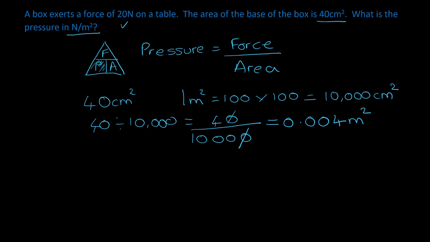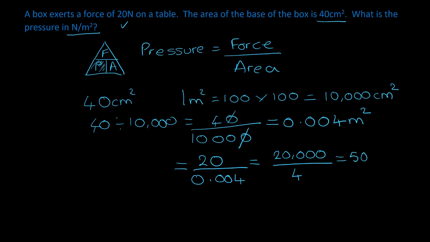So now we've got everything right. So our pressure is going to be the 20 newtons divided by 0.004. So again, we can use the similar trick to before. To get 4 on the bottom, we'd need to multiply by 1,000. So on the top, we'd multiply by 1,000. So that leads us to this sum. And then that will give us an answer of 5,000 newtons per meter squared.